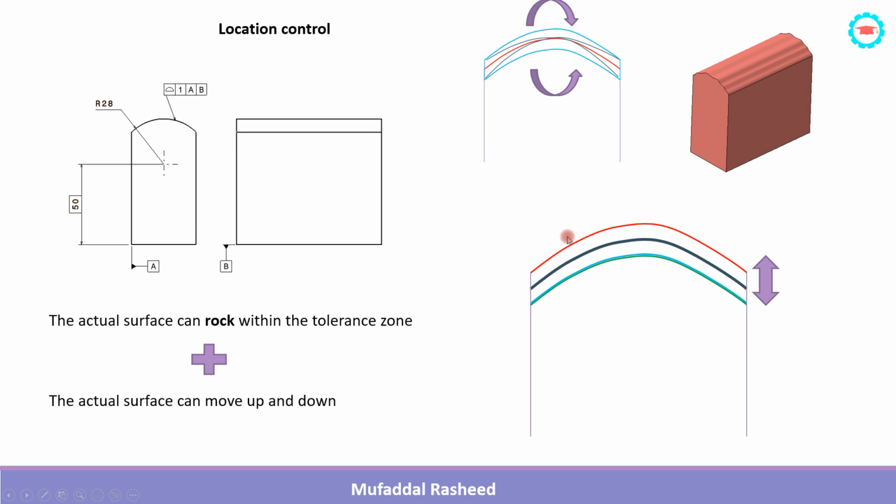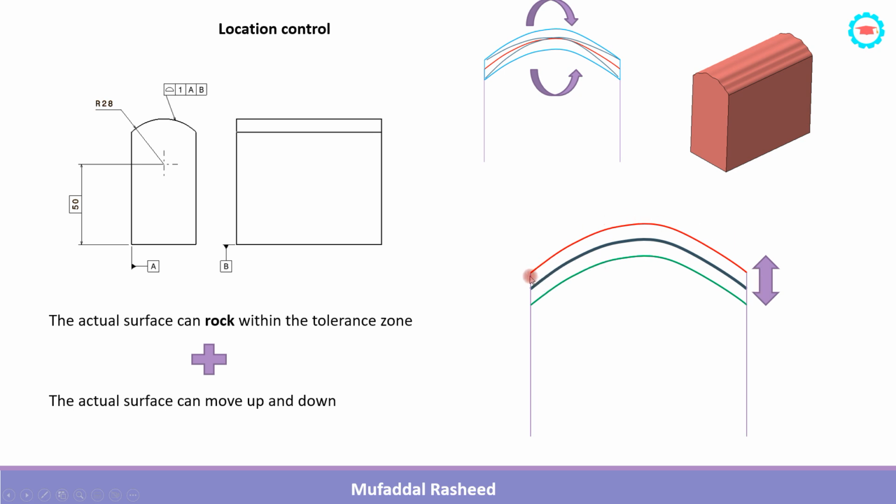Position means this variation as shown over here. This variation of this blue color line as it goes up and down is varying in its location with respect to datum B. So this feature control frame controls the actual surface such that it can rock within the tolerance zone of 1 with respect to the nominal surface, and the actual surface can move up or down within a tolerance zone of 1, which is defined as shown over here.